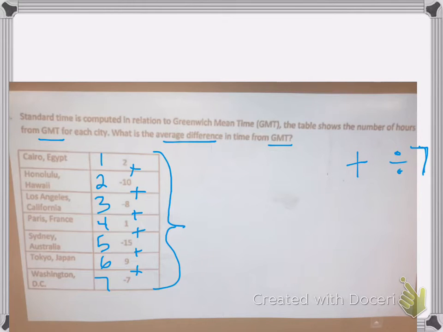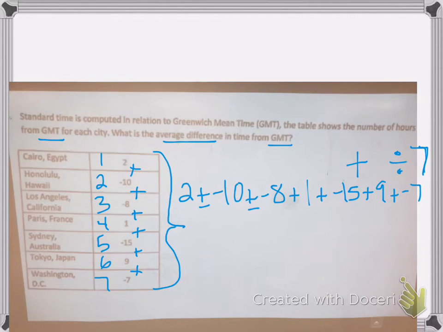Okay. So first we need to add them up. So we've got 2 plus negative 10 plus negative 8 plus 1 plus negative 15 plus 9 plus negative 7. Okay, remember that tip: if you've got addition throughout, you can take all your negatives and add them up. So we've got negative 10 plus negative 8 plus negative 15 plus negative 7. So I took out only the negatives. I'm going to add those up.